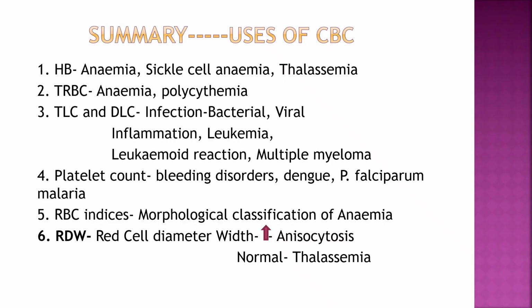If microcytic, it can be seen in iron deficiency anemia, sickle cell anemia, thalassemia. Macrocytic can be seen in megaloblastic anemia, hemolytic anemia. Then RDW, that is red cell distribution width, is an important parameter, can be calculated only by the automated cell machine, and if it is increased, it is seen in anisocytosis; in thalassemia it is normal. So these are the uses of the complete blood cell count.